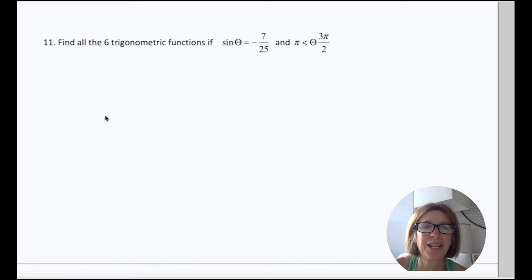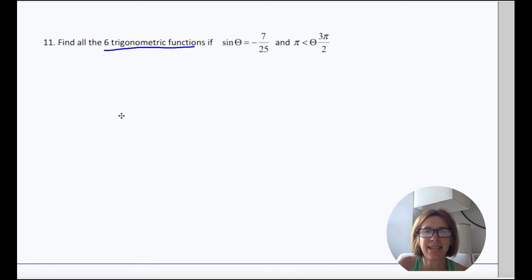Friends, it's Coach Fred here, and today I'm going to be going over a few more problems from the Trig test. I'm on number 11. It says find all 6 trig functions. So that's sine, cosine, tangent, secant, cosecant, cotangent. Okay, so several ways to approach this, but we've got to make sure we understand it.